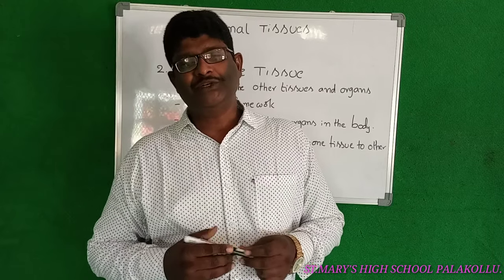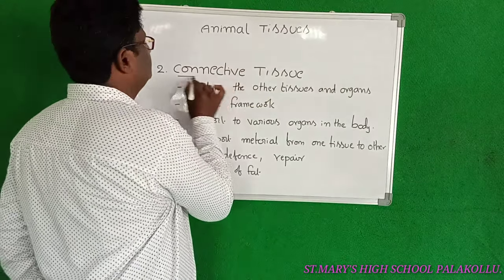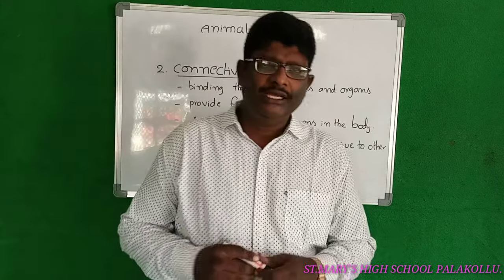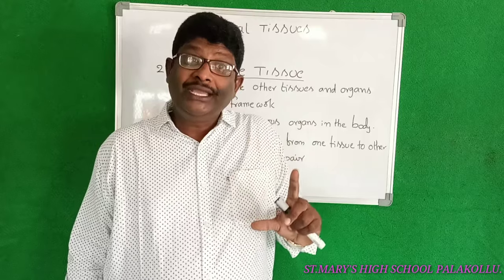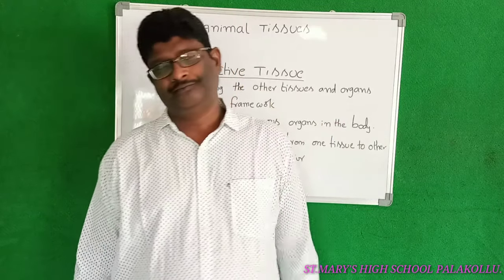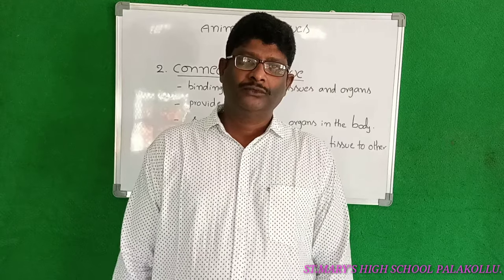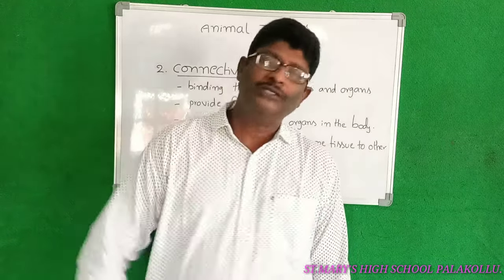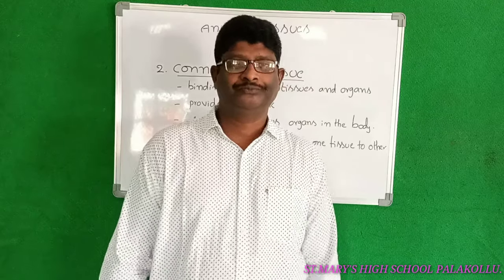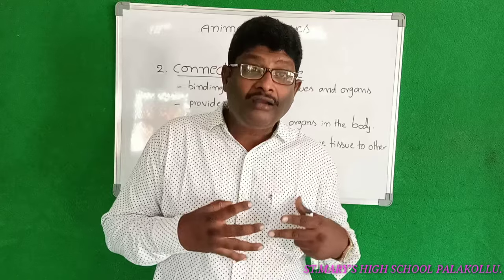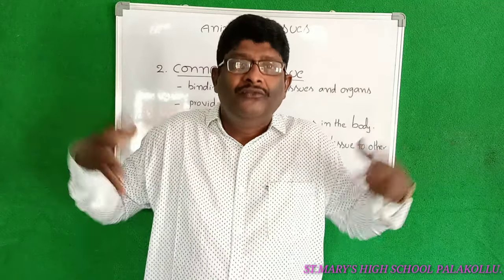Epithelial tissue. The second tissue is called connective tissue. What is that? Connective tissue. In our body, there are different organs located in their specific areas. How are these organs located at their specific areas? Who is binding the organs in that specific area? That is connective tissue. The connective tissue connects the organs with muscles and arranges them in their specific area to form a framework to the body.